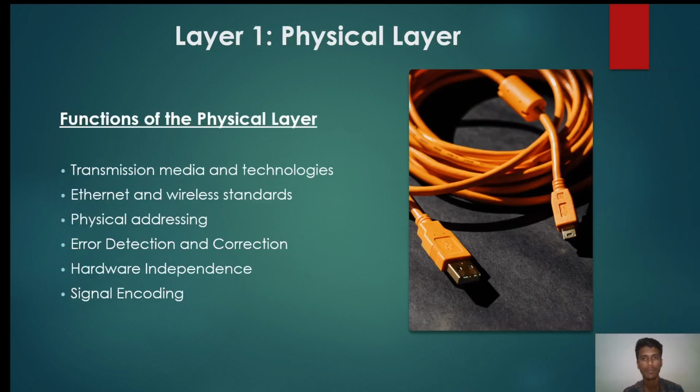Next, we have the physical layer. The functions of the physical layer are transmission media technology. The physical layer is used to transport the technology from one device to another device. Ethernet and wireless standards: Ethernet connection like an internet connection through a cable, and wireless standards like Wi-Fi, Bluetooth, and other devices. Physical addressing, error detection and correction. If any error occurs in the physical layer, it detects and corrects it. Hardware independence. The physical layer does not depend on the hardware input. Signal encoding. It encodes the received signals.